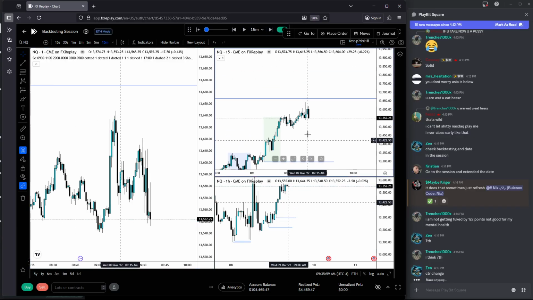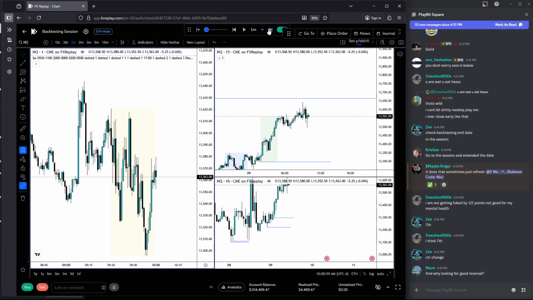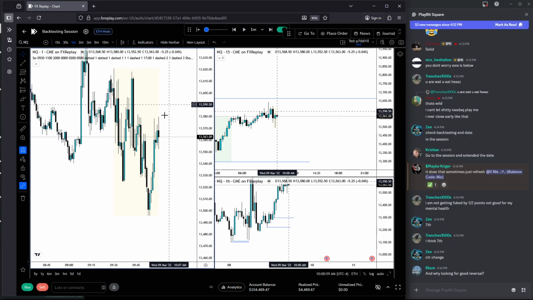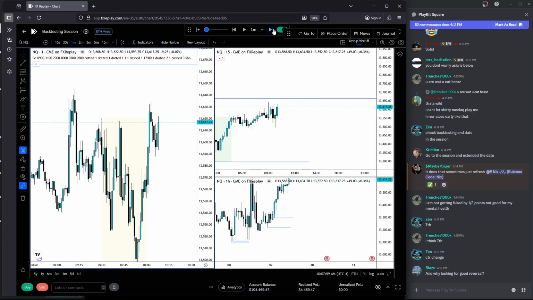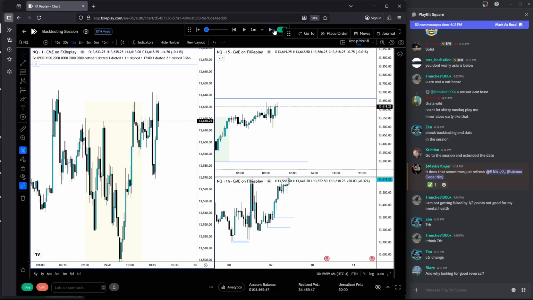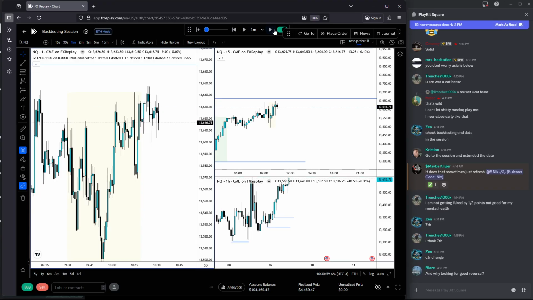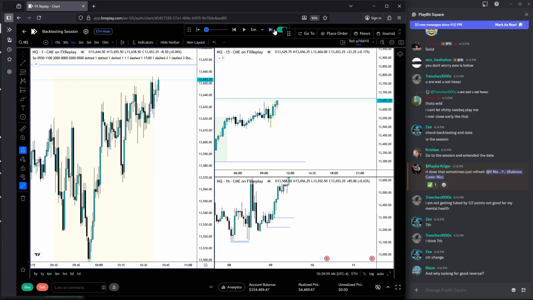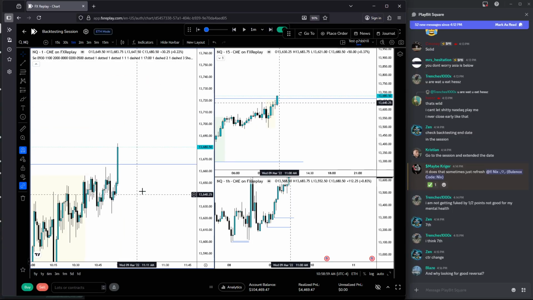Let's see. What is this giving you reaction off of? I don't like it. It does work out though. Waiting for this level to get hit. Okay, not yet. Not yet. Not yet. Come on, sweep it. Oh, there you go. Fire sweep.